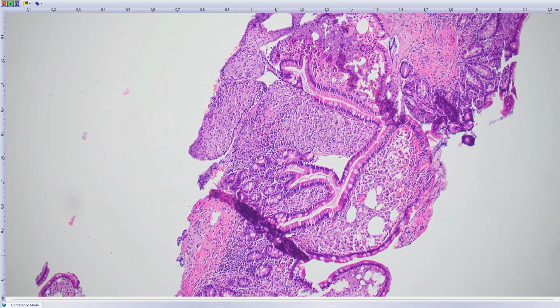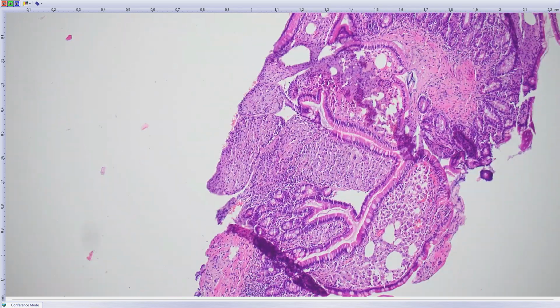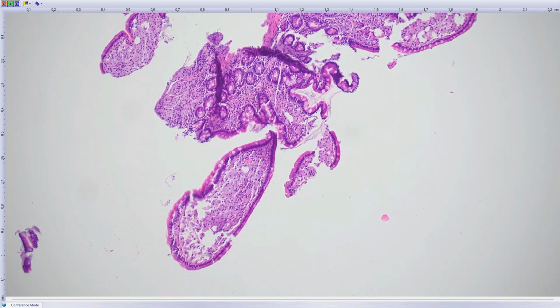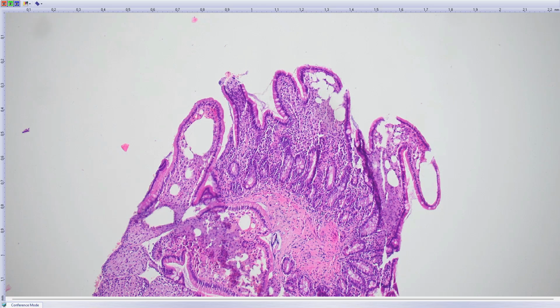It's a 48-year-old male patient. I don't know what the clinical symptoms are, but probably there is some kind of malabsorptive syndrome going on in this patient. And as you can see, this is a duodenal biopsy, and even in this very low magnification, you can see that the mucosa is not normal looking.